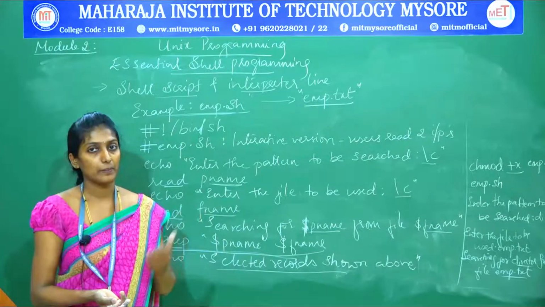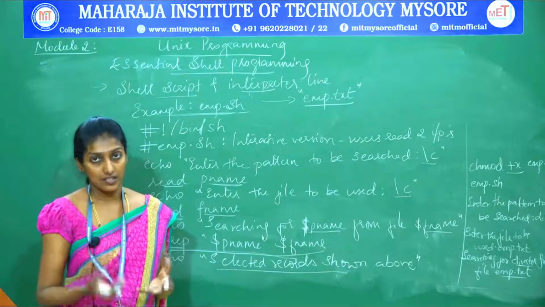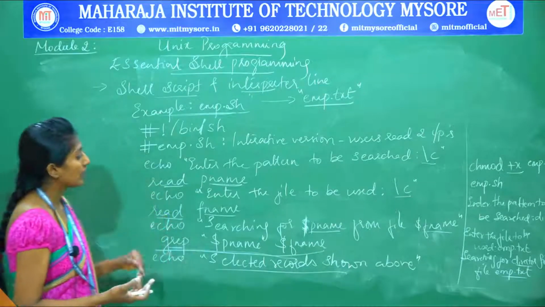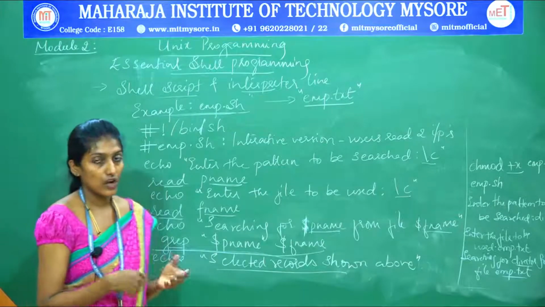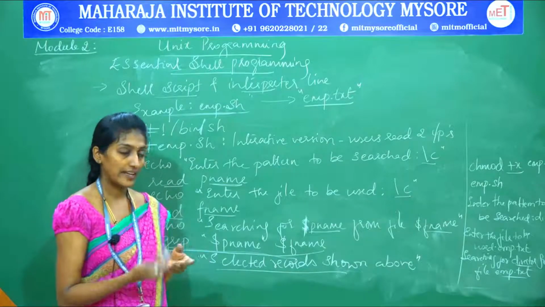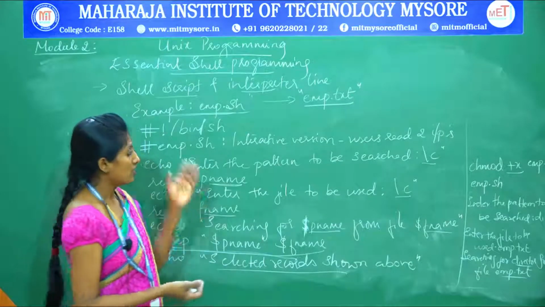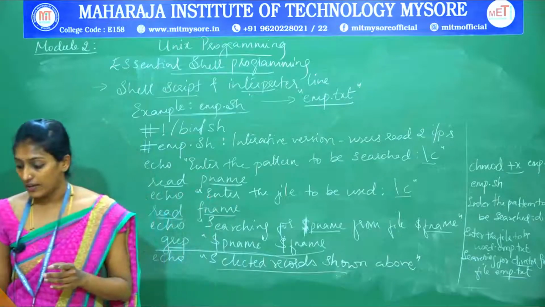So in the initial example, I showed you how to write a simple shell script, followed by how to read input, that is, how to make the shell script interactive by getting the input from the user. So this is about how to interact with the shell script. Okay, arguments.